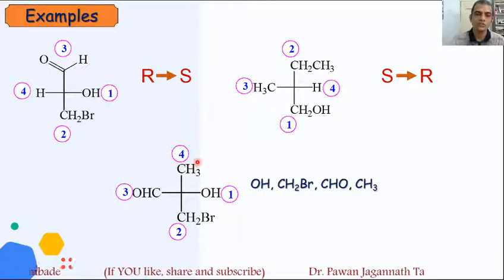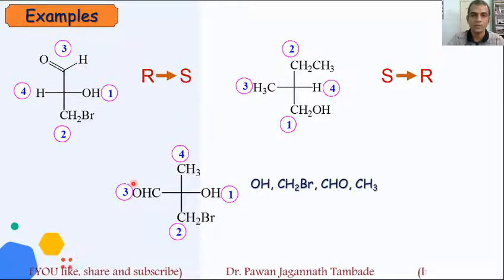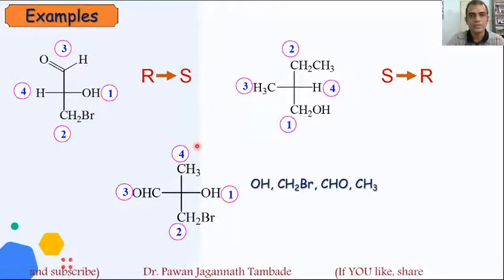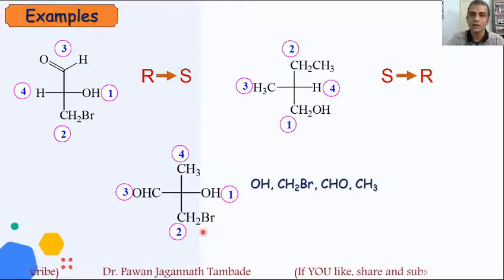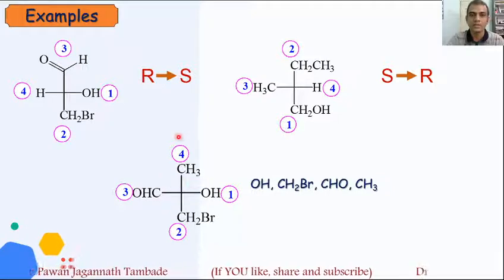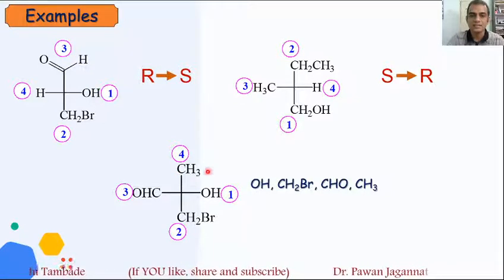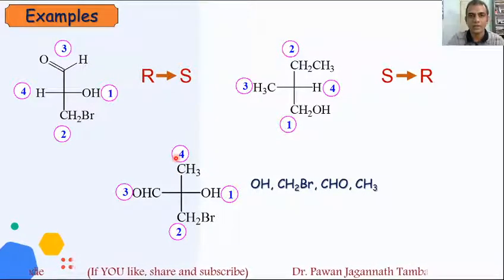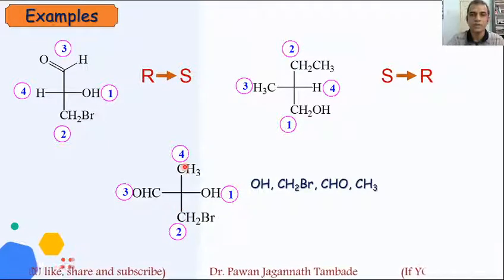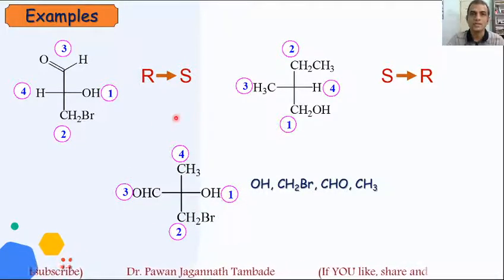Now ignore this fourth priority atom or group, in this case CH3, and look at 1, 2, 3. So you can read this 1, 2, 3 in clockwise direction, which means this molecule must have R configuration. But once again we need to look at the fourth priority group, whether it is present towards the observer or away from the observer. In this case, this CH3, which is having fourth priority, lowest priority, is present on vertical line, which means it is away from the observer. And thus in this case 1, 2, 3 are in clockwise direction.